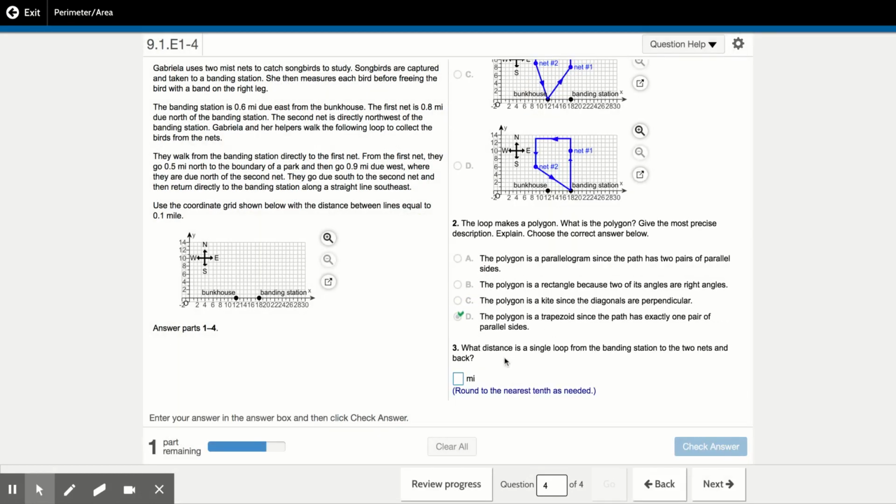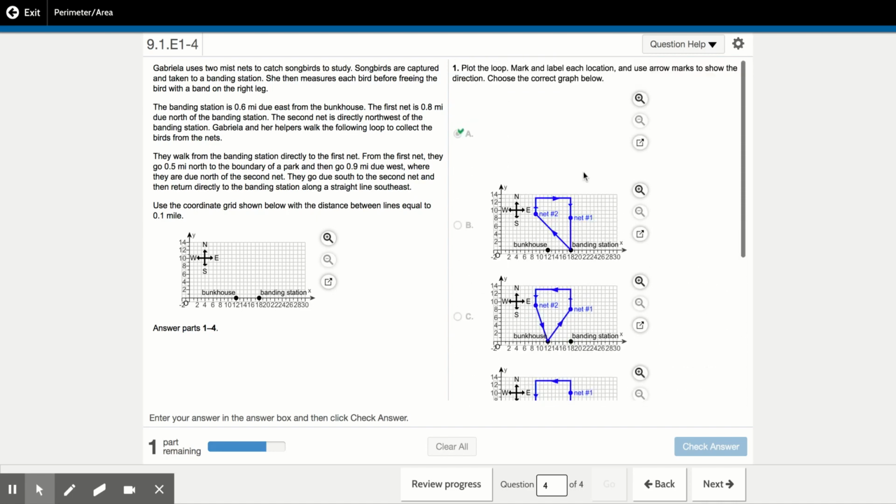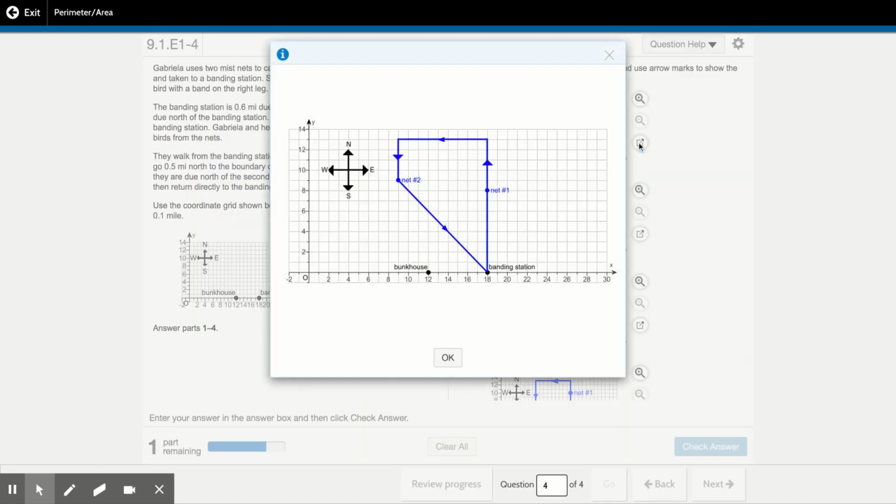All right. Now, it says, what is the distance in a single loop from the banding station to the two nets and back? So you're going to go to your answer for part A. Now, you can count. So we know this is 0.9. From here to here is 0.5. 1, 2, 3, 4, 5, 6, 7, 8. So that means this is 1.3. From here to here, it's 1, 2, 3, 4, so we got 0.4. Now we have to figure out the distance between these points, right?